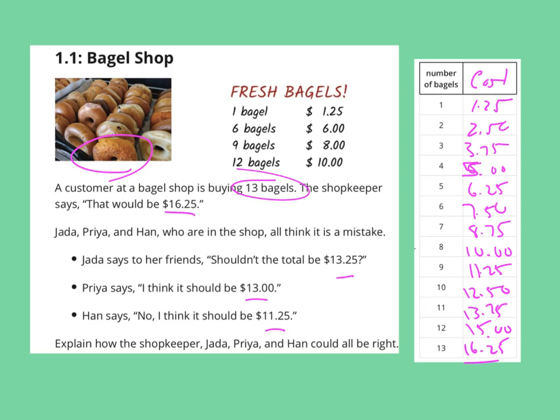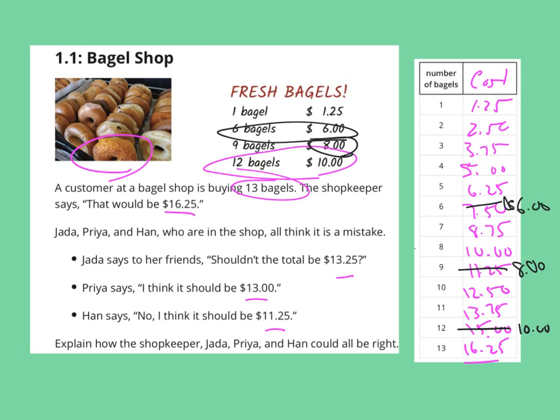So isn't the shopkeeper right? Argue with me. Say, hang on, pal. You're trying to pull a fast one right now. I don't think that it should be that amount. Why not? Well, there's a discount. If you buy 12 bagels, isn't that $10? So shouldn't 12 bagels be $10? And shouldn't 9 bagels be $8? And shouldn't 6 bagels be $6? So did I add wrong?